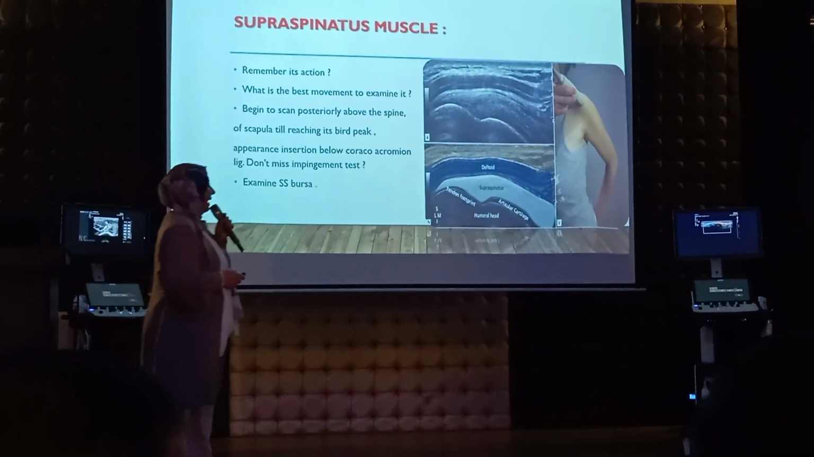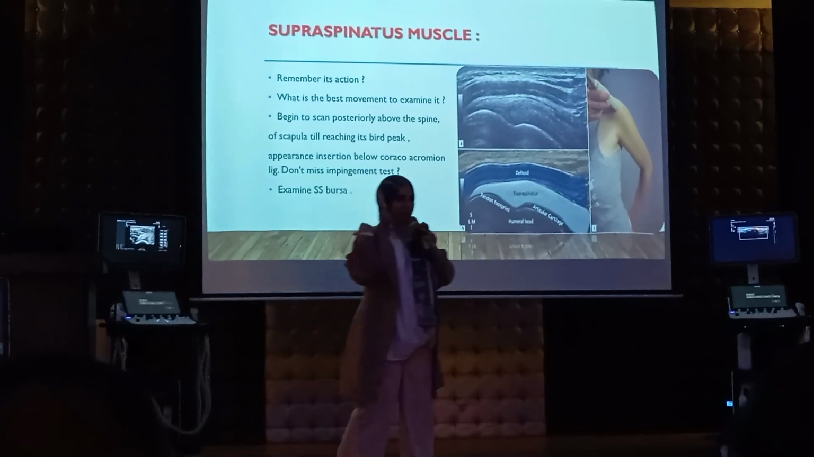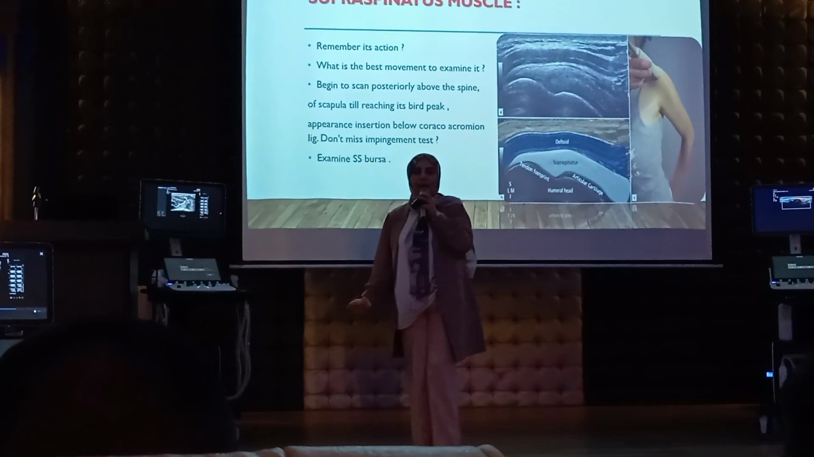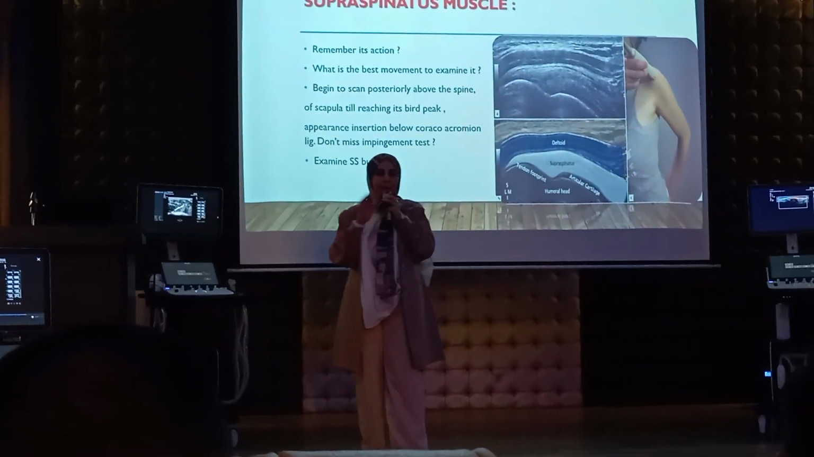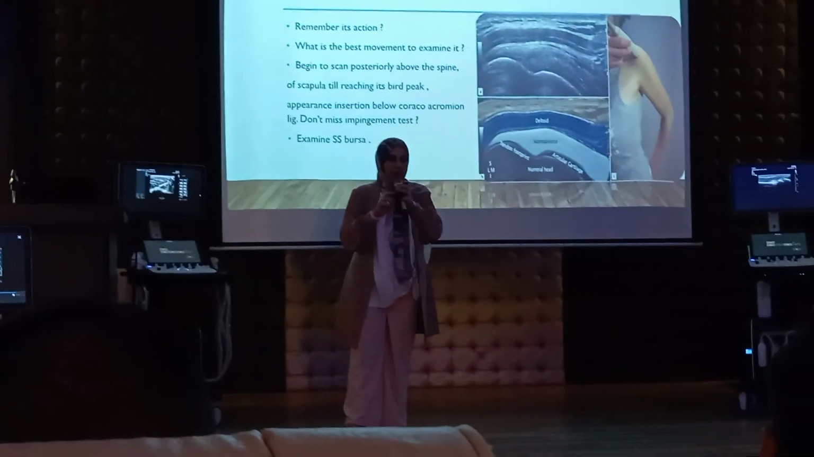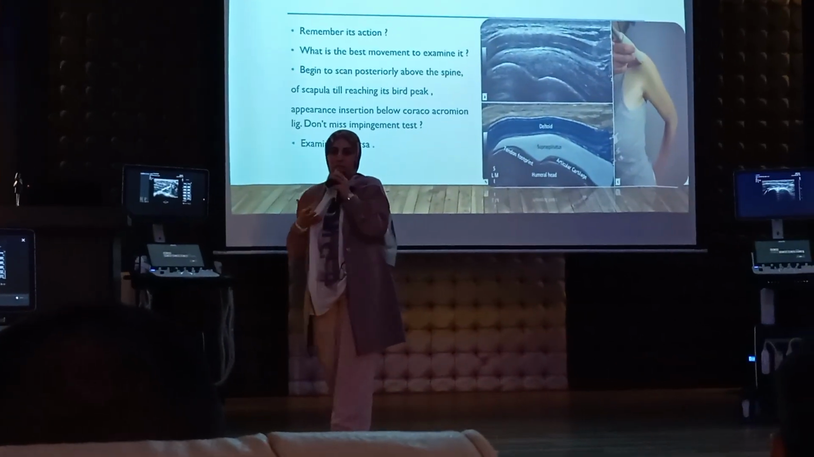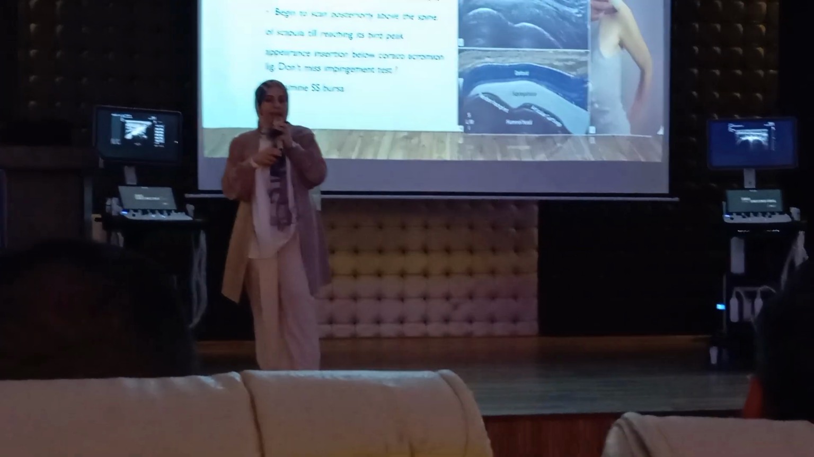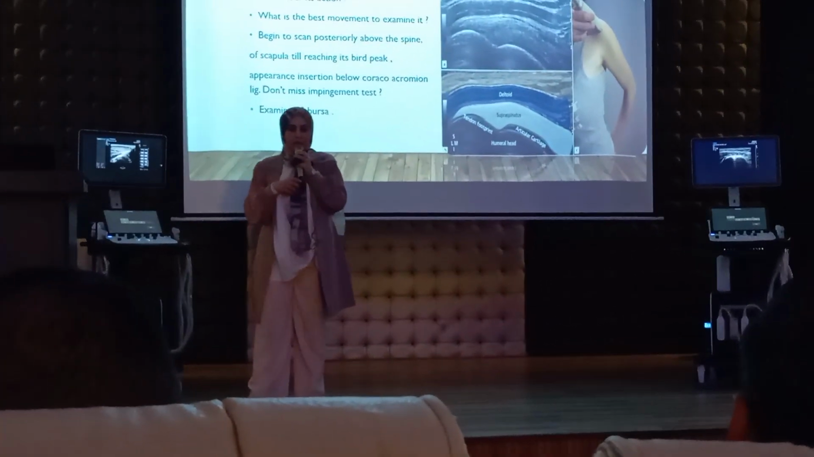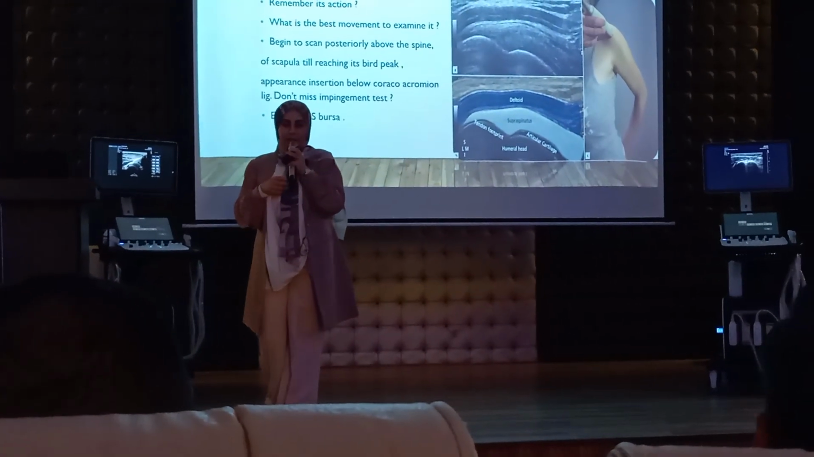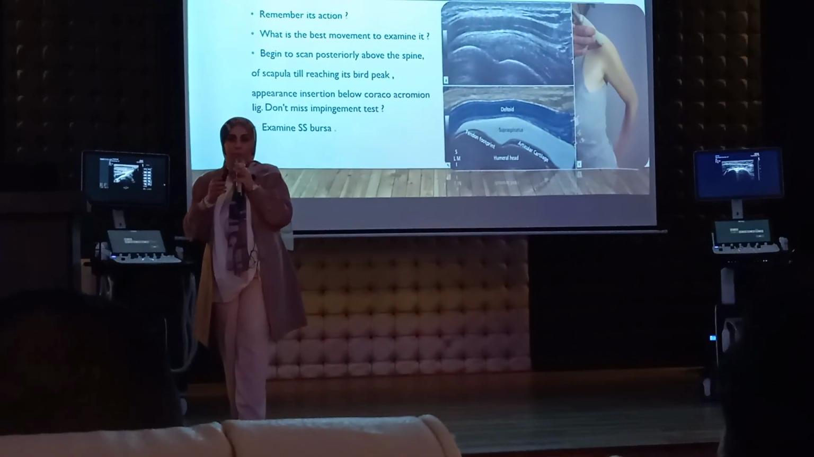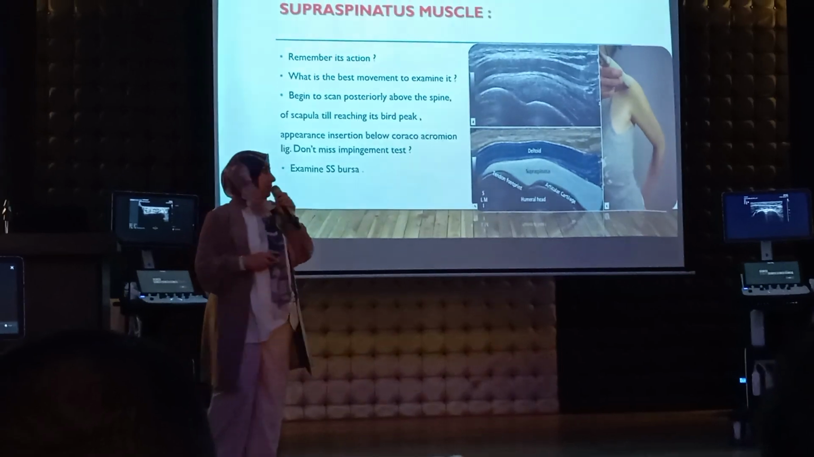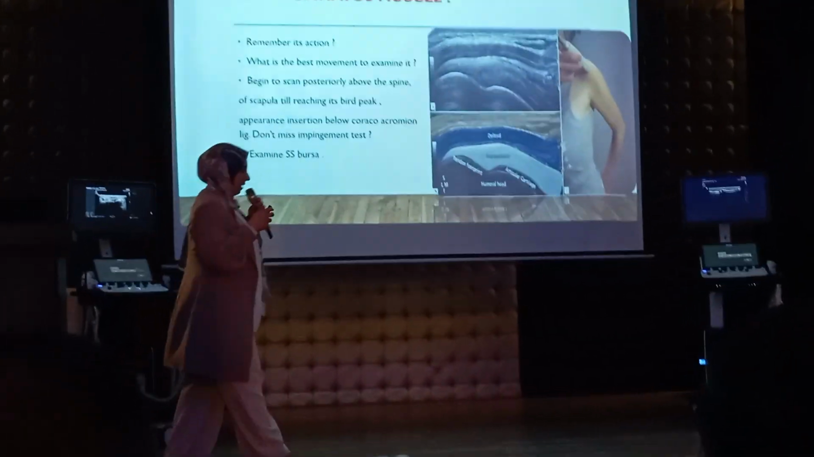Now go to the back of the shoulder. This is all the anterior compartment. Now go to the back. So what are the important structures in the back of the shoulder joint? We have the remaining rotator cuff muscles, which are supraspinatus, infraspinatus, and teres minor. How do we examine supraspinatus and where does it come from? It comes from the supraspinous fossa. This is its origin, and it is inserted into the greater tubercle.